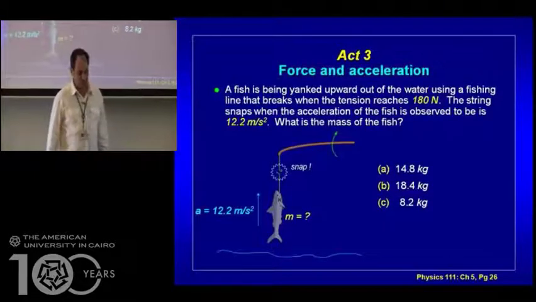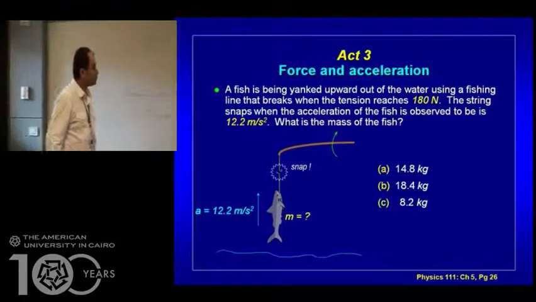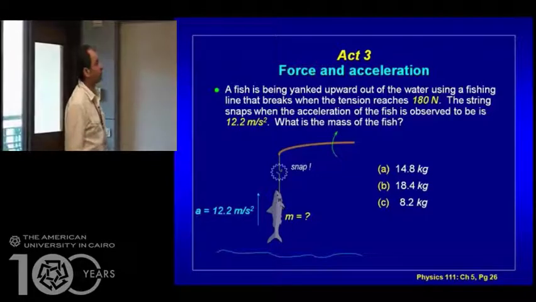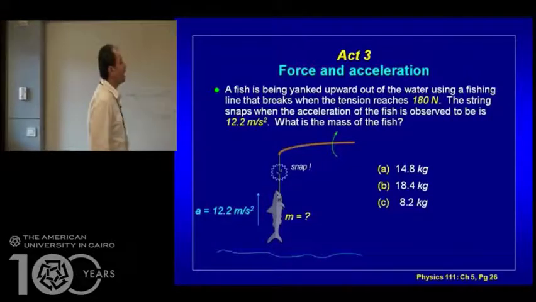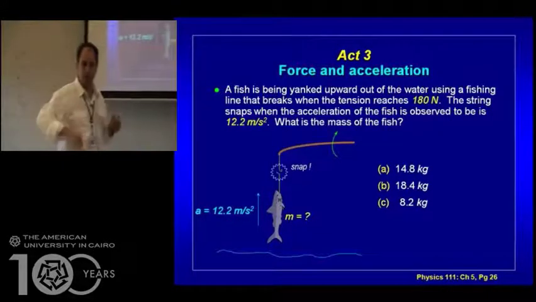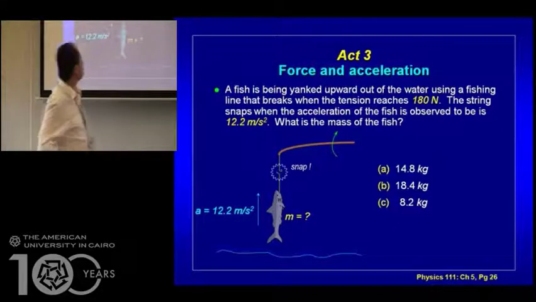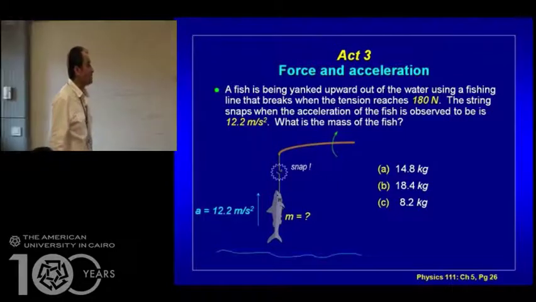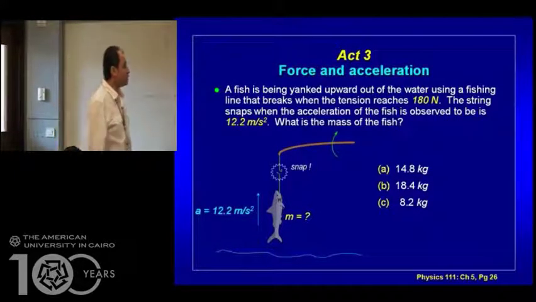Now, can you solve that part? Let me show you. Now we have a fish. It's being yanked upward out of the water using a fishing line that breaks when the tension reaches 180 newtons. So we know that that wire, if the tension on it equals 180 newtons, it will break. The string snaps when the acceleration of the fish is observed to be 12.2 meters per second squared. What is the mass of the fish?